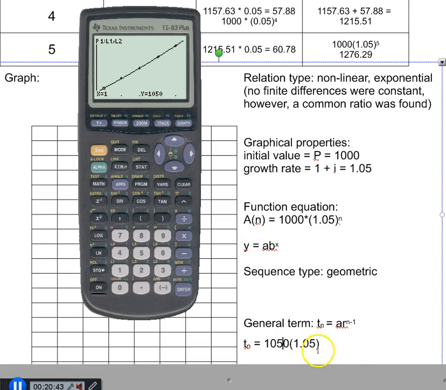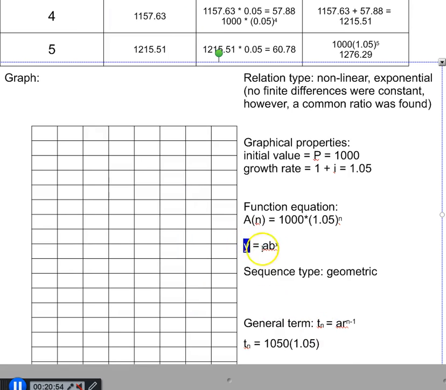For a geometric sequence, the general term requires that the a value here be the first term. And so I'll just point out that the general form of an exponential function, y equals a b to the x, has been perhaps introduced in the past. The a there is the y-intercept. Here, the a is the first term, term 1. So 1,050 times 1.05 to the power of n.